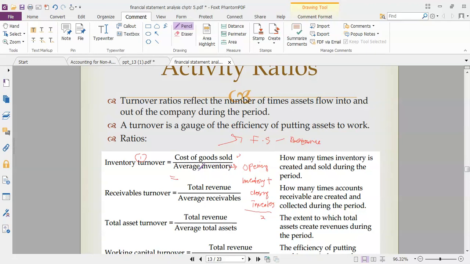So inventory turnover is, okay. How can we interpret inventory turnover? How many times is inventory created and sold during the period? How many times does the company restock their product from the supplier and then sell it back to the customer? So that is the inventory turnover.